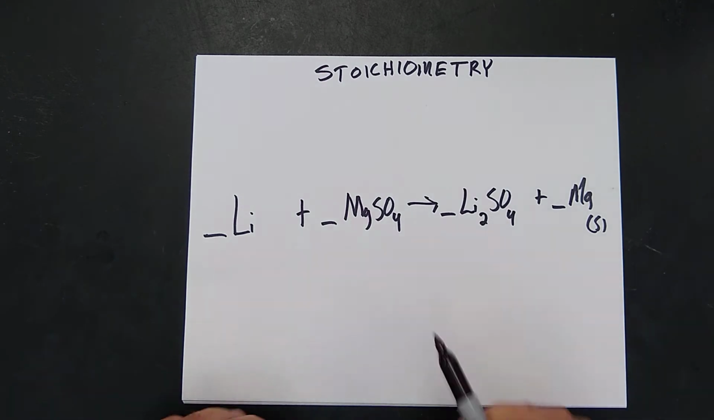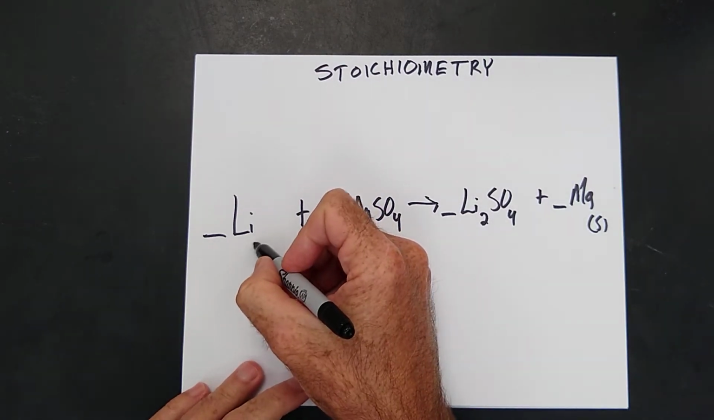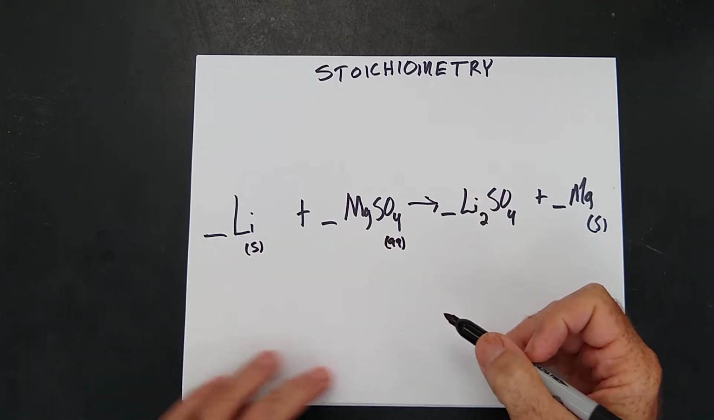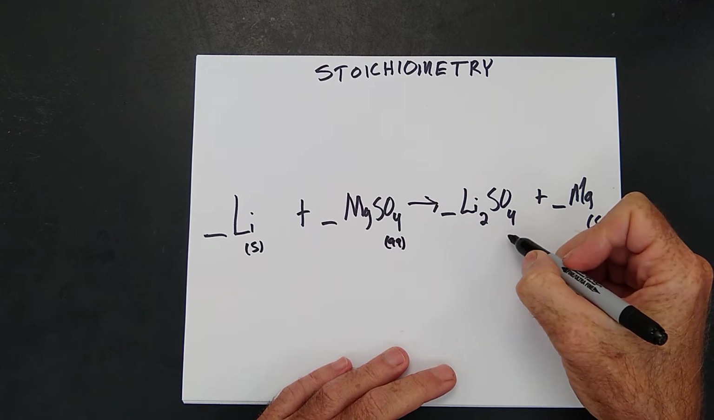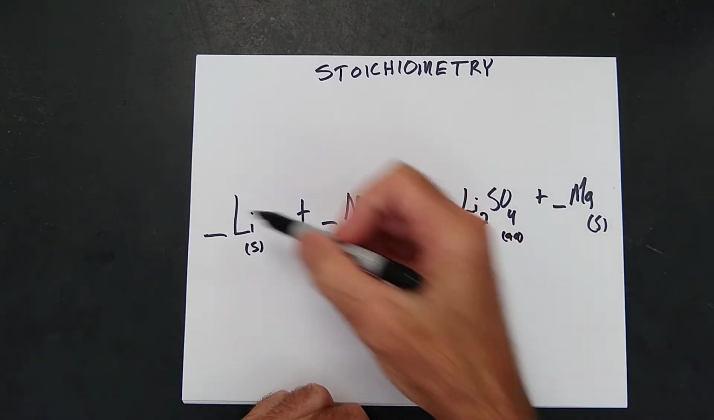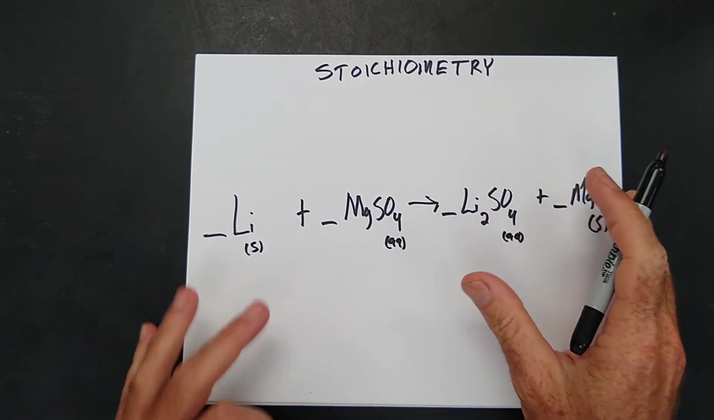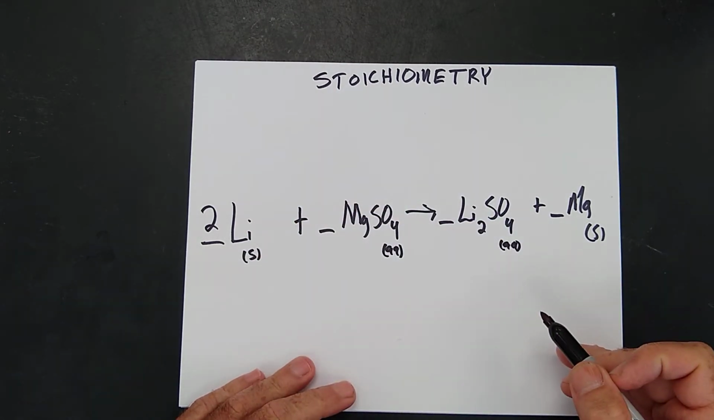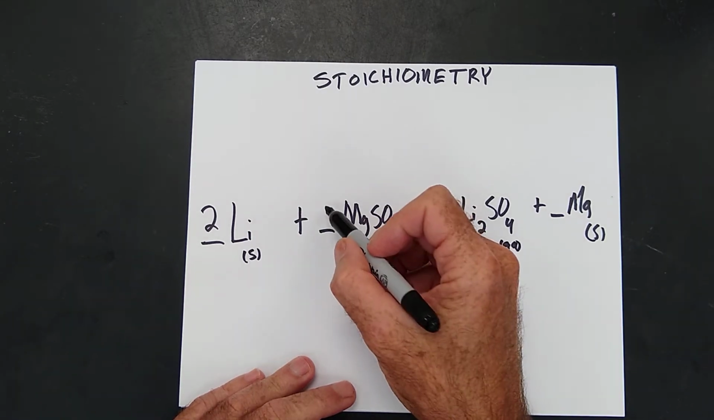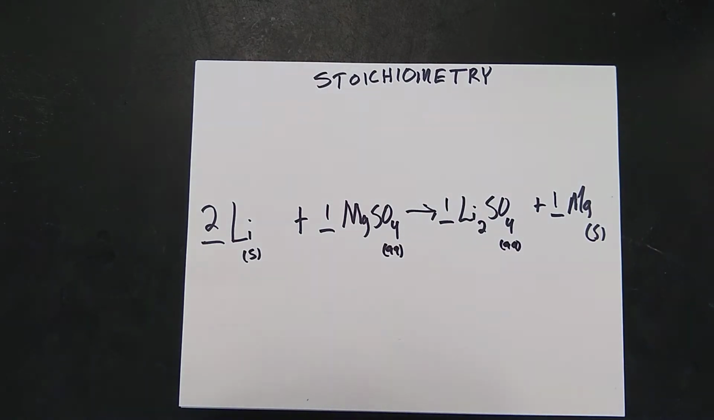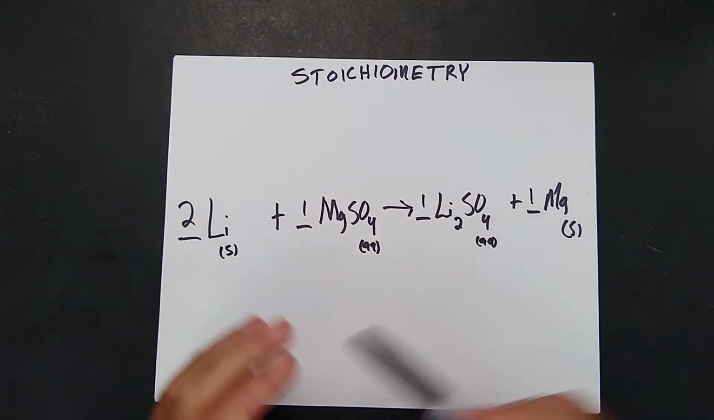Stoichiometry. All right. Now, in this equation, we drop some solid lithium into some aqueous magnesium sulfate, and we end up with aqueous lithium sulfate and solid magnesium. Yes, this would fizzle when it hits the water, but let's just do this, all right? Give me a break. Let's balance it. I'm going to get a 2 there, and I think that's it. 2, 1, 1, 1. So it's balanced.